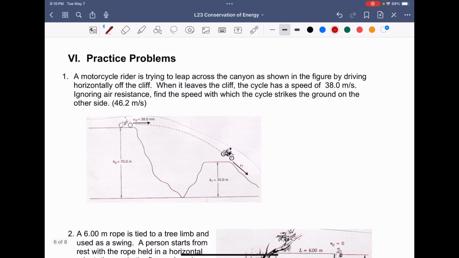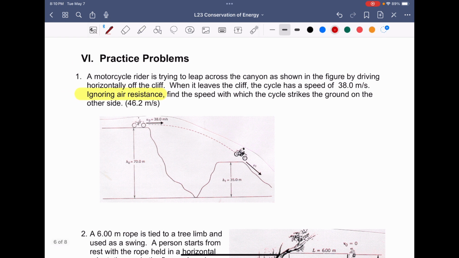Here we go. This is where we actually get to apply our own knowledge and deal with isolated and non-isolated systems and see how they work. So first and foremost, we have a motorcyclist trying to leap across a canyon, shown in this figure driving horizontally off the cliff. When it leaves the cliff, the cycle has a speed of 38 meters per second. Ignoring air resistance, as soon as they say that, we can say that this is isolated.